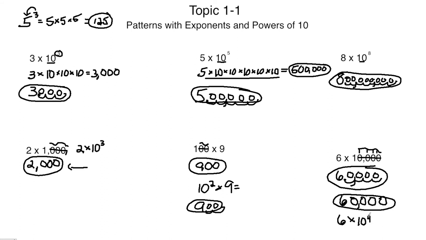Or you could write it as 6 times 10 to the 4th power, which means 4 zeros. 2 zeros. 3 zeros. 3 zeros again. 5 zeros. 8 zeros. So there you go. So if you got 60,000, great job.